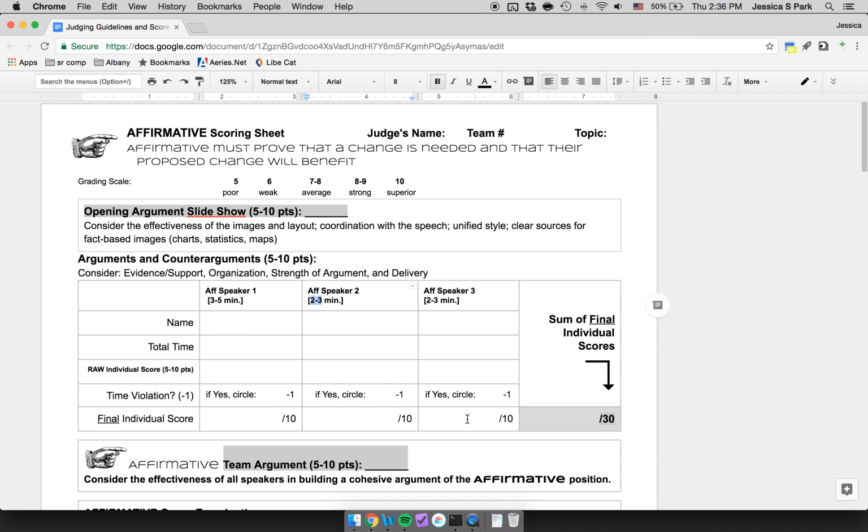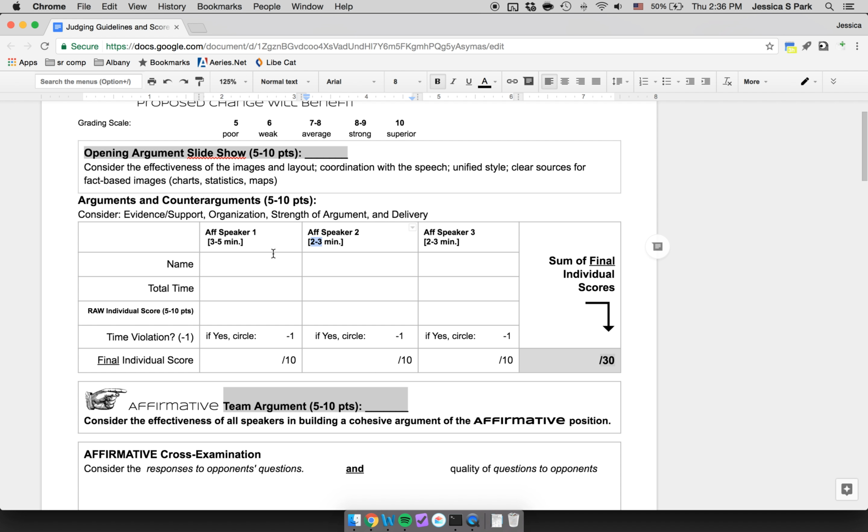Same with speaker three. Separately, after all 3 speakers have gone, the judges will give you a team argument score worth another 10 points. This is about the effectiveness of your entire argument. So between all 3 speakers, are you aligned? Are you building on what the previous speakers have said? They'll give you 10 points for that. Between all of these sections, this is 50 points out of 70 points for your whole debate.